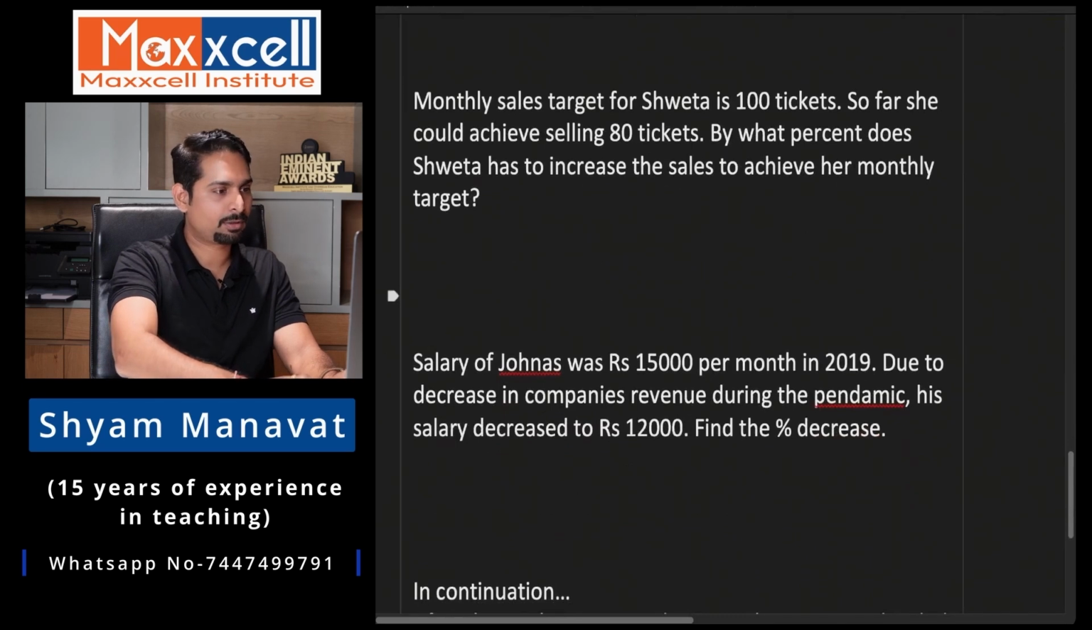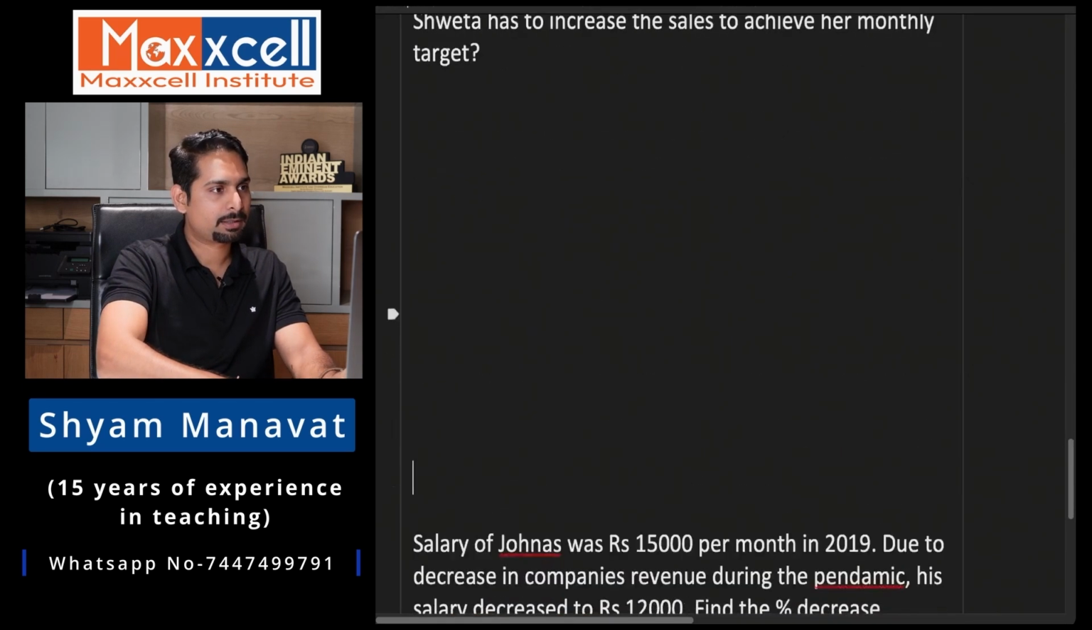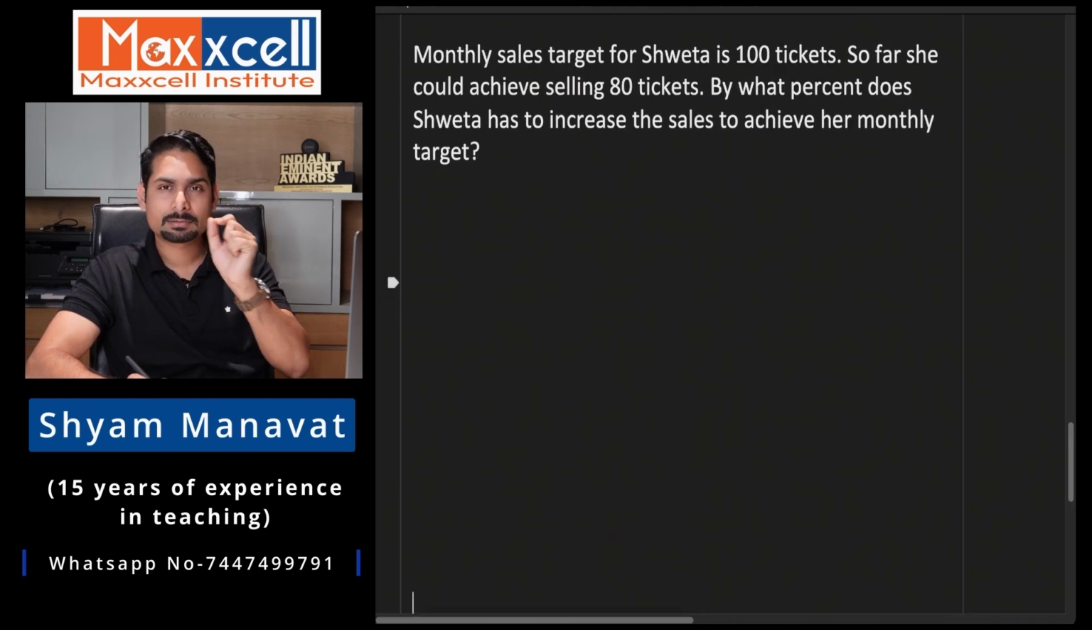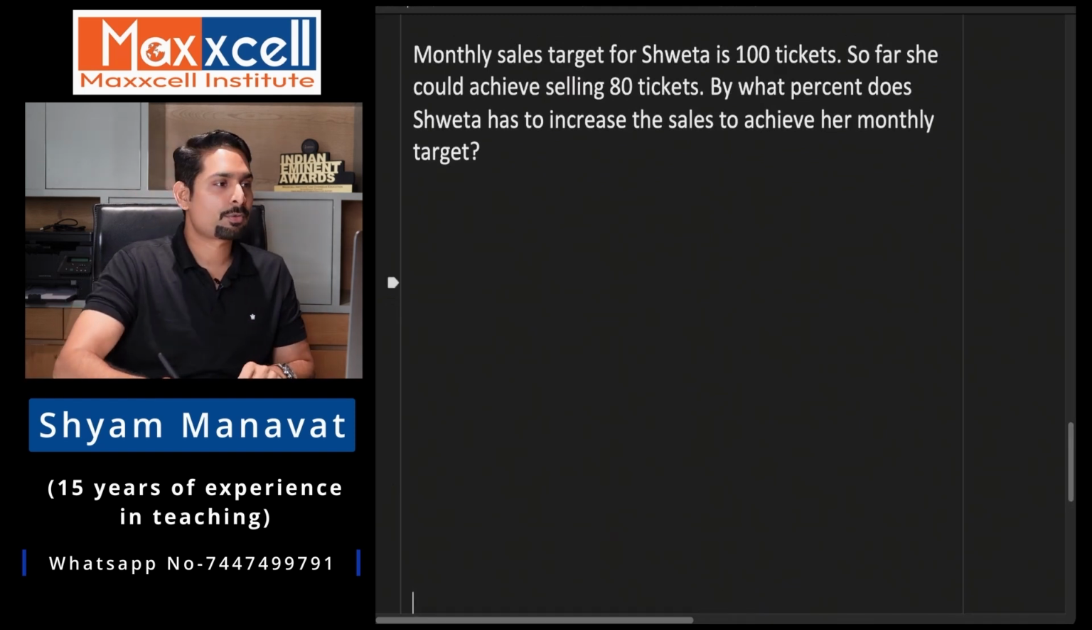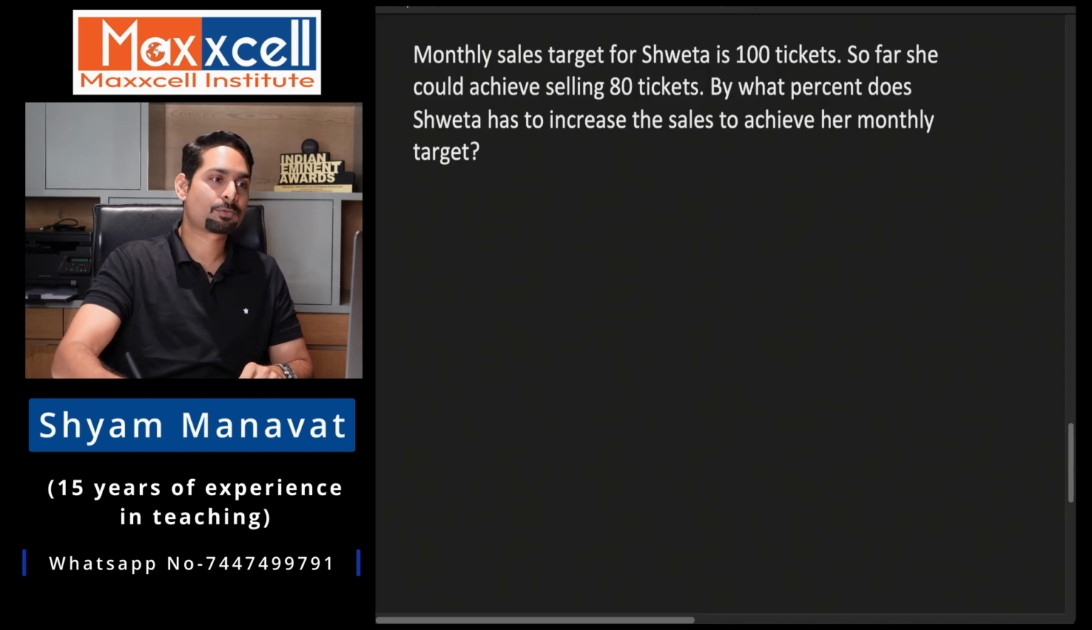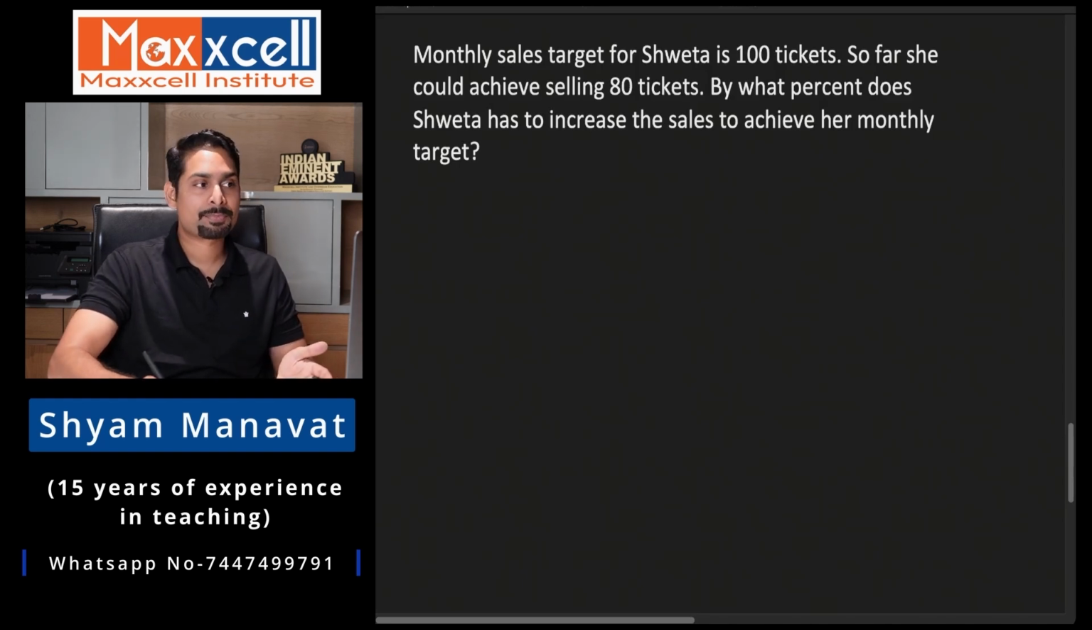I hope you all will understand, and many students initially answered this easy question wrong. So it says monthly sales target for Shweta is 100 tickets. So far she could achieve selling only 80 tickets. Okay, by what percentage does Shweta have to increase the sales to achieve her monthly target?